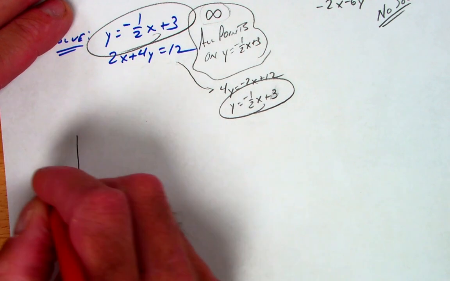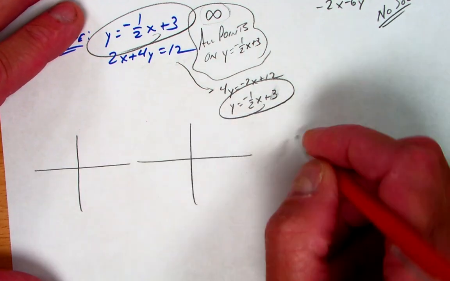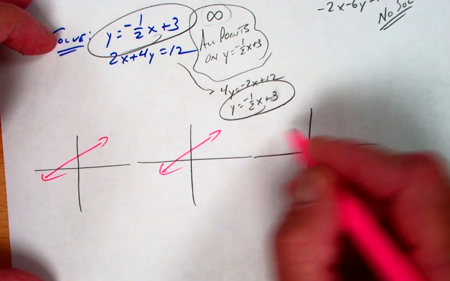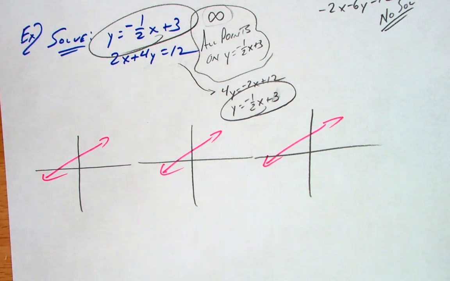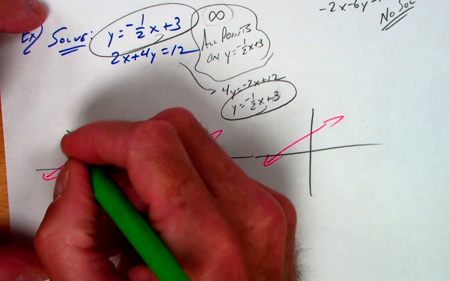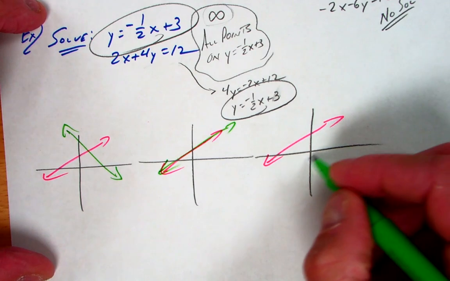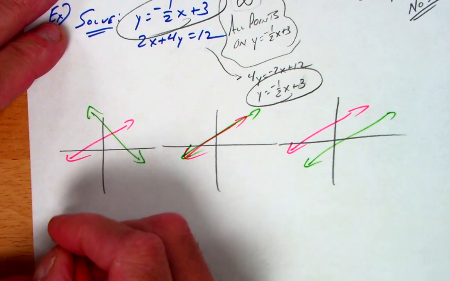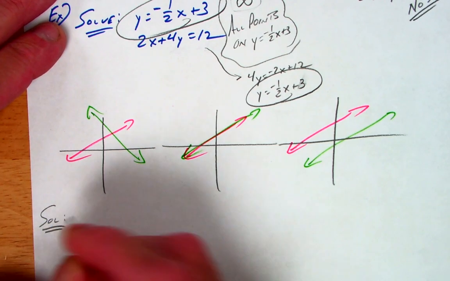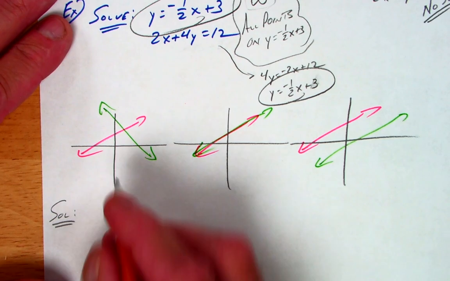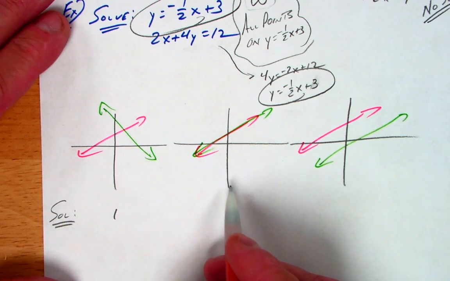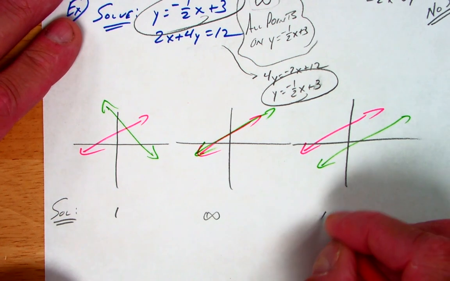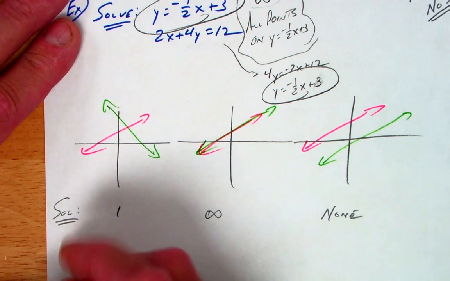We have 3 different scenarios. Okay, so let's take a look at this. How many solutions to this system? 1. That's where they intersect. How many solutions to this system? Infinitely many. How many solutions to this system? None. So now let's take a look at the slopes.